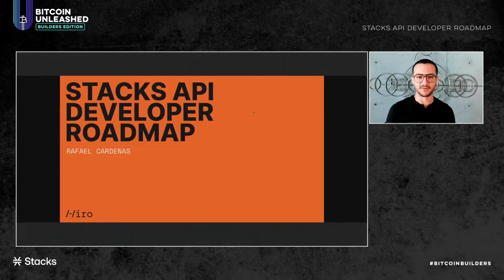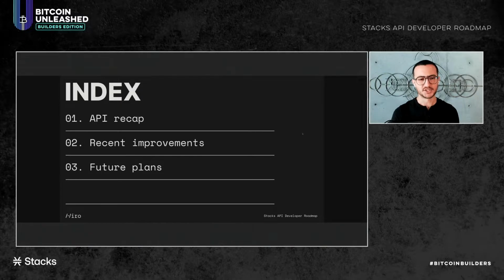Today, I'm going to talk about the Stacks API, the developer roadmap that we have, and some of the recent improvements that we made to it. The agenda today would be, first, I'm going to give a very quick recap on what the API is and what it does and what its purpose is. Next, I'm going to talk about recent improvements that we made to the API to make it more performant, faster, and more useful for developers. And lastly, I'm going to talk about future plans that we have, some cool stuff that we're going to be adding to it.